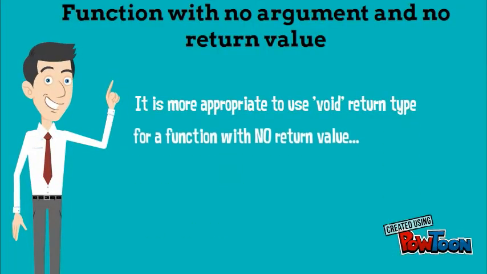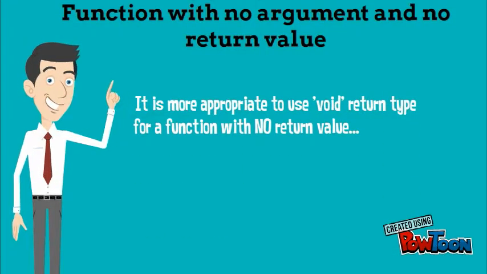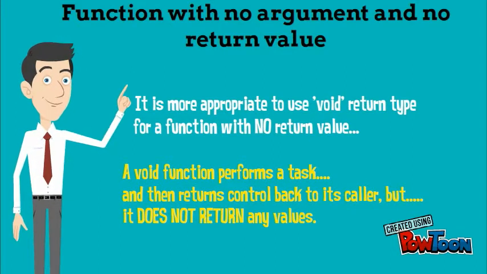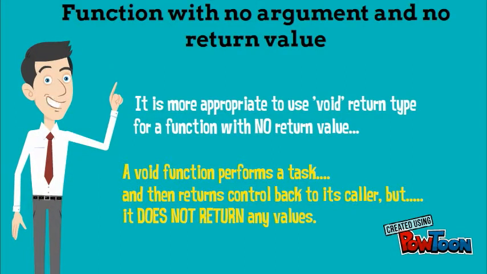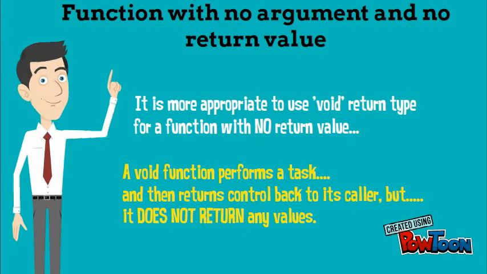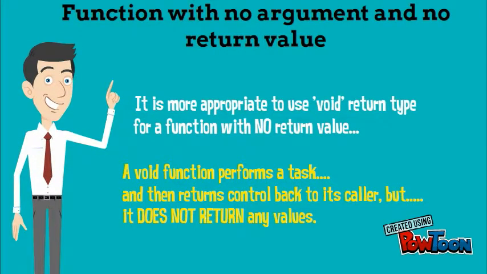For a function with no argument and no return value, it is more appropriate to use void return type. A void function performs a task and then returns control back to its caller, but it does not return any value.